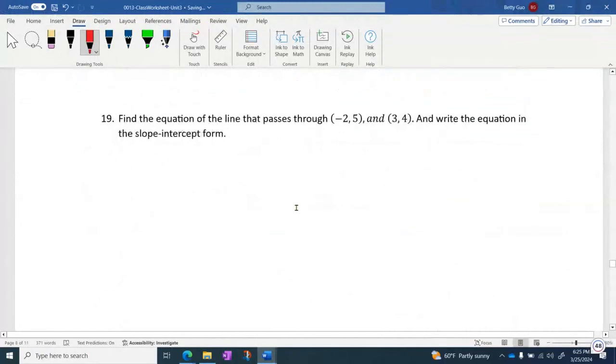Number 19 is also a typical or classical question in this chapter. Let's see what we are looking for in this question. We need to find the equation of a straight line that passes through two given points. We also need to write the equation in the slope-intercept form. All right, that's question number 19. That's the requirement. Let's analyze the question.